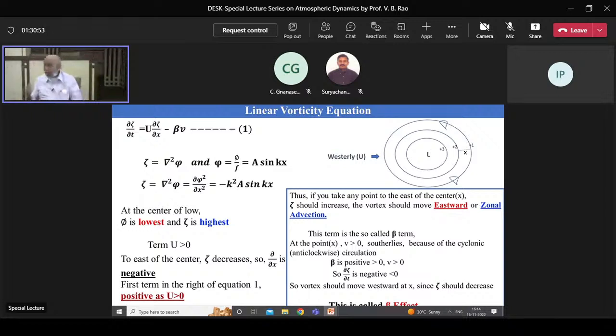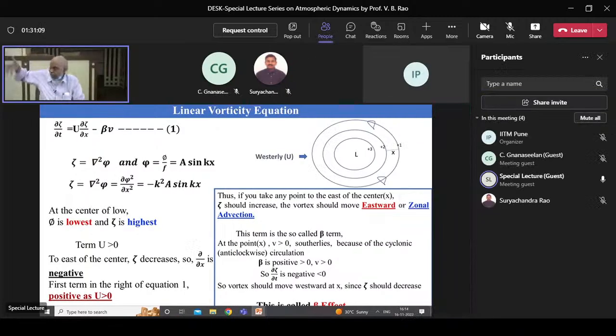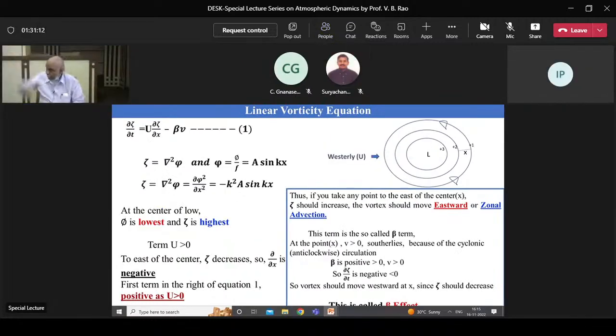Now more important is minus beta v, the so-called beta term. Now, this term is the so-called beta term. At the point x, v is anti-clockwise, low. So v is positive, southerly, okay? Because of cyclonic anti-clockwise circulation, v is positive, greater than zero. v is positive, greater than zero. So d by dt of zeta is negative. Is it not? d zeta by dt is negative.